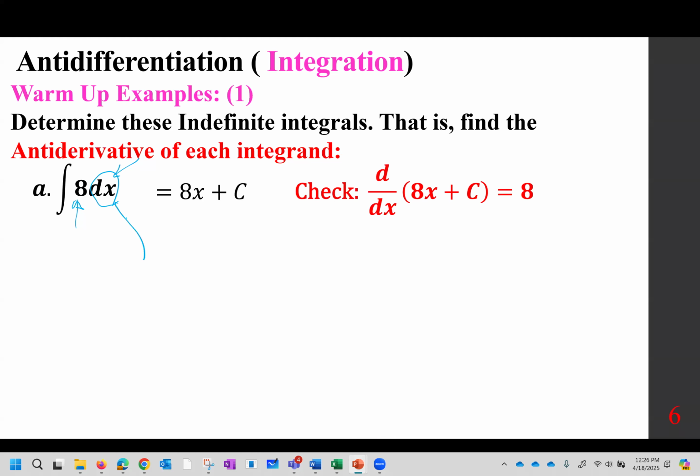Now, what does this mean? Let me write it on the side. If I had 8 dt instead of 8 dx, the answer would be 8t plus c. So I want you to see the importance of dx, also known as the dummy variable.